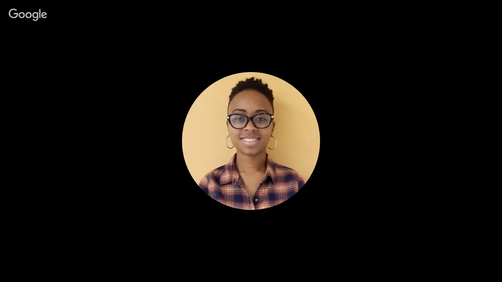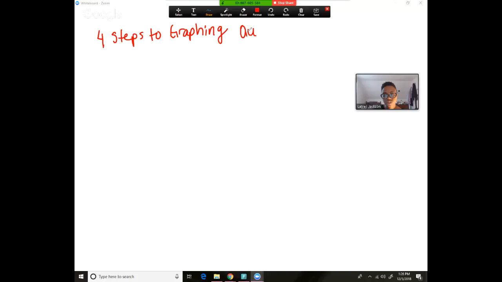quadratic equations. The 4 steps are actually what precedes the actual graphing part, but these 4 steps are really important so that when you get to the graphing part, it's just straight up plotting points and creating your parabola.